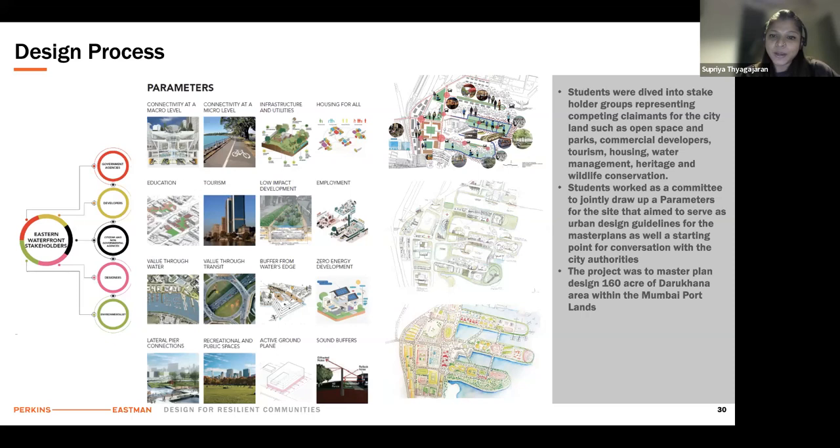This framework served as an urban design guideline for the master plans, as well as a starting point for a conversation with city authorities, including planners from the Mumbai Port Trust. You also see mind maps that were developed by different stakeholders about the site and what they would experience and imagine about the design for this project. Next, please.